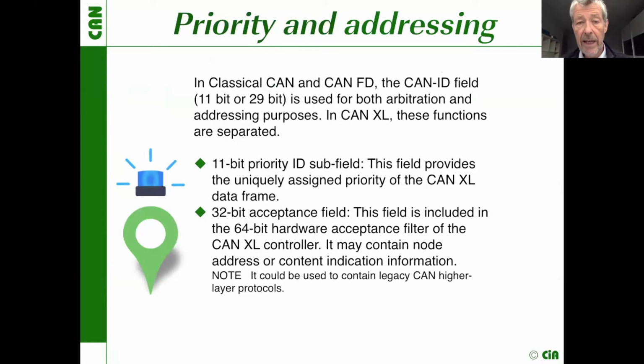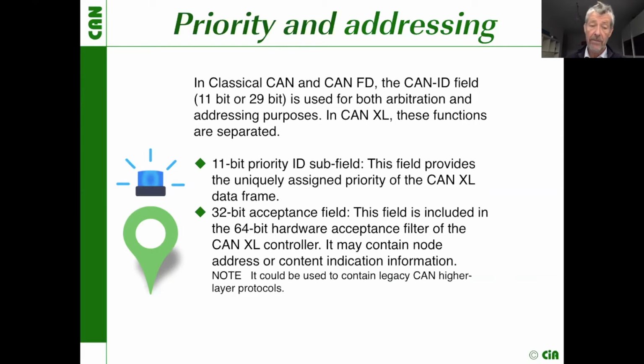What is new in CAN XL? This is that we have separated priority and addressing. In classical CAN, we have the 11 or 29-bit identifier, also in CiA 447, which we use to indicate the priority, as well as the function which we are trying to perform, and the addressing, which node has to listen to which frames. So we have now an 11-bit priority ID subfield, and this field just provides the priority assigned by the system designer to this CAN XL data frame.